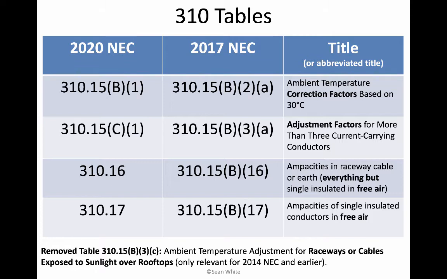We can look at the bottom of this here too, removed table 310.15b3c, and that was for ambient temperature adjustment for raceways or cables exposed to sunlight over rooftops. And that was only relevant for 2014 NEC and earlier. However, in 2017 NEC and beyond, if we do put conduit within 7/8 of an inch of the roof, we still have to add 33 degrees to the ambient temperature.